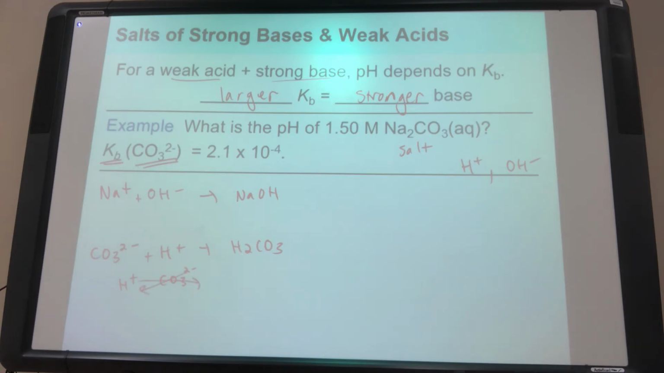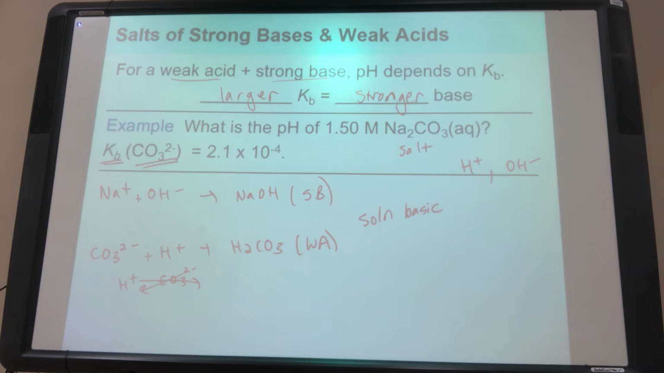So then we want to look on the chart. This guy is a strong base. This guy is a weak acid. What did we say? If it's a strong base and a weak acid, I know that my solution is going to be basic. Okay, so my solution is going to be basic.